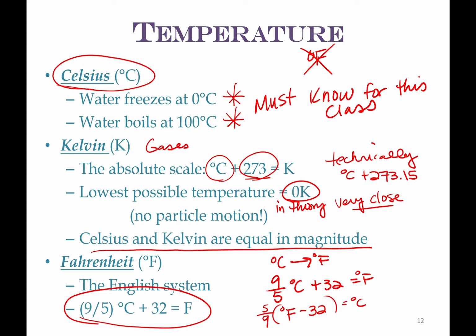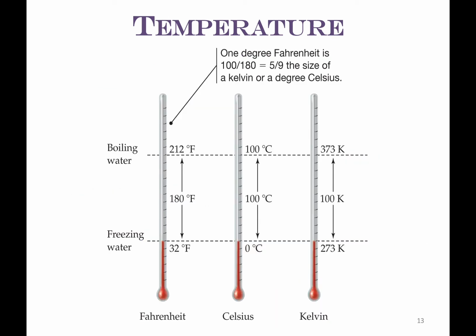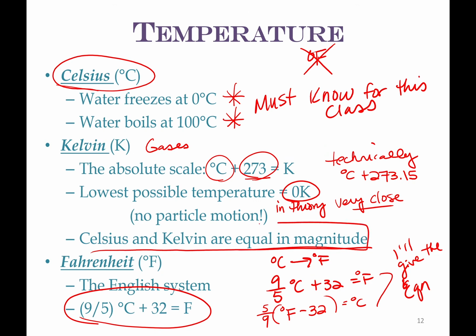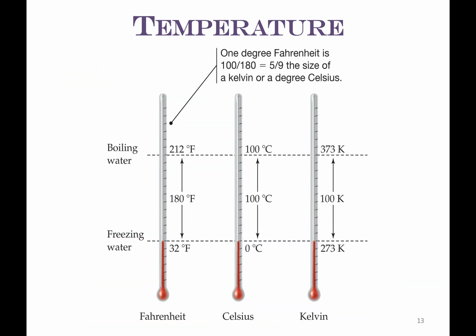So those are equations I would give you. I'll give you the equation if you need it, but you would have to be able to do the math for that equation on your own. So this is temperature. We said that Kelvin and Celsius are, what did we say? Go back. They are equal in magnitude. So equal in magnitude means every time I go up 1 degree. So 0 degrees Celsius is 273 Kelvin. 1 degree Celsius is 274 Kelvin.